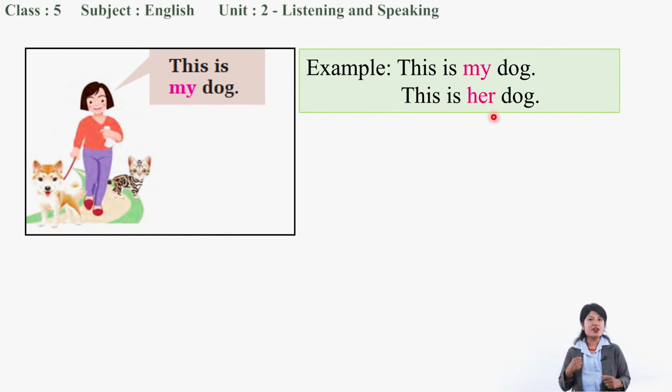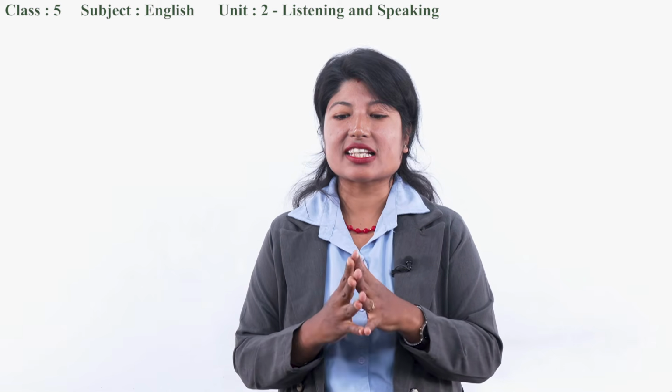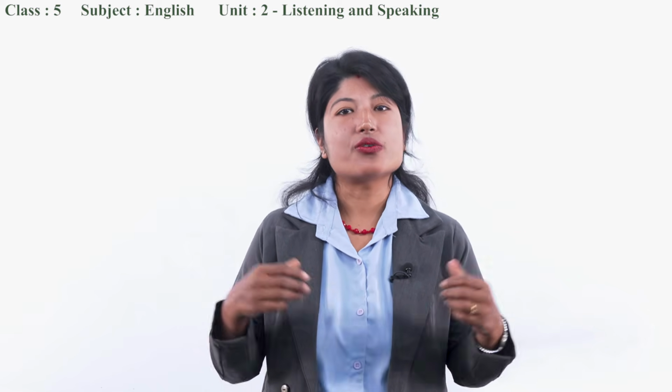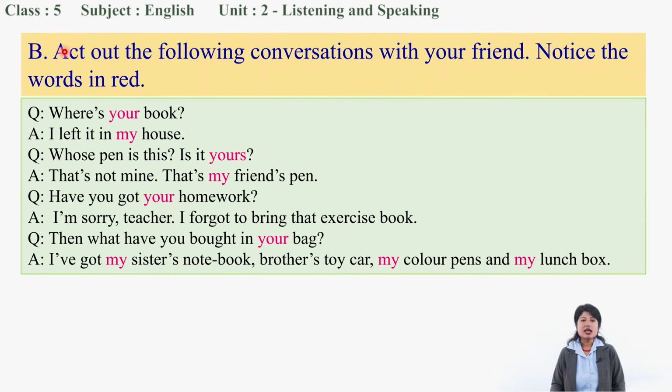Now, time for us to move towards activity B. What is there in activity B? Are you all ready? Good. Okay, activity B. Act out the following conversations with your friend. Notice the words in red. You can have a conversation with your friend, and what I have done is I have recorded this conversation. Listen to this.